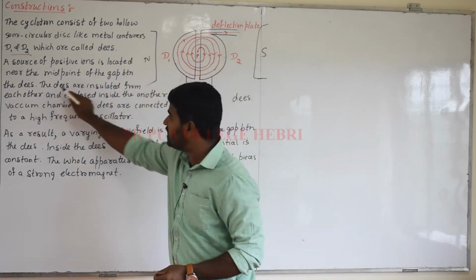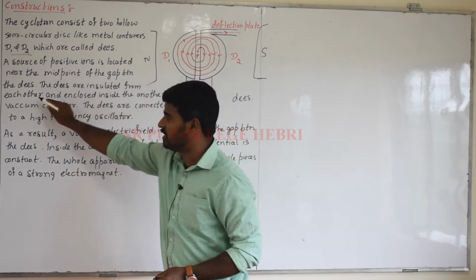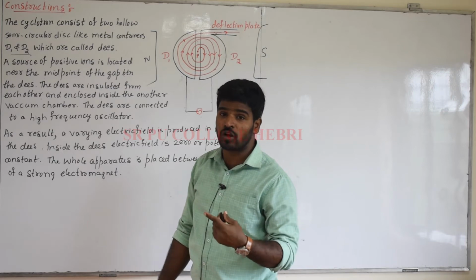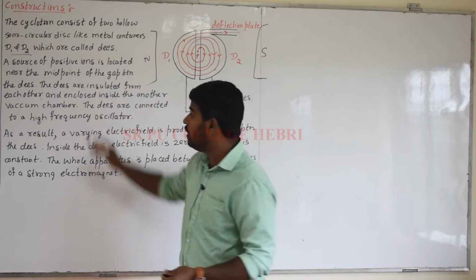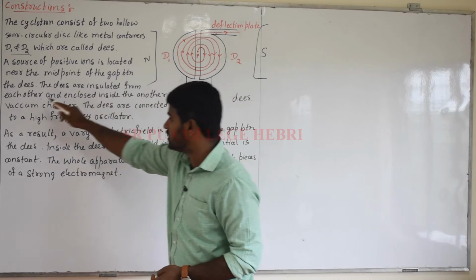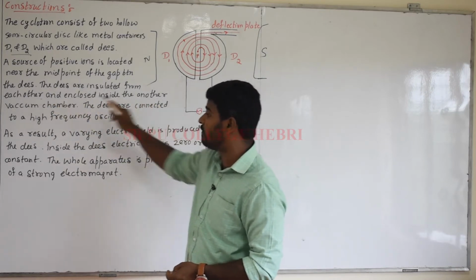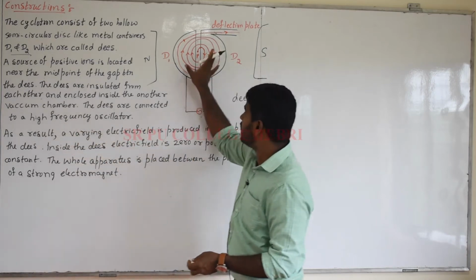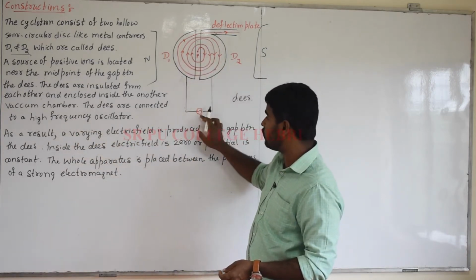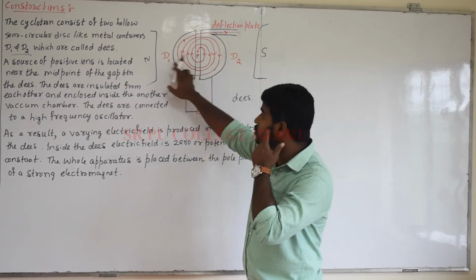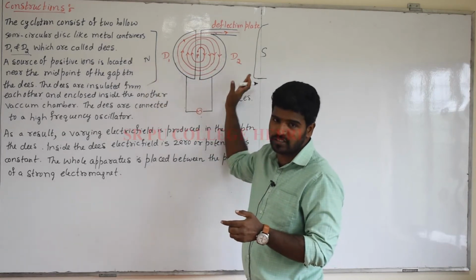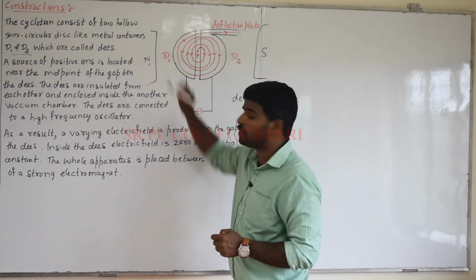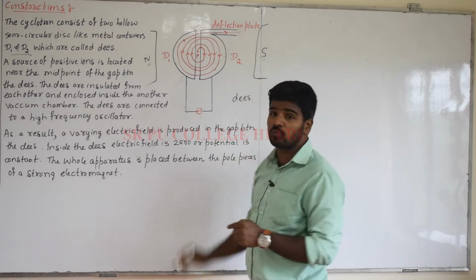Then the Ds are insulated from each other, since we are giving a strong varying electric field. Is it clear? Therefore, the Ds are insulated from each other and enclosed inside a vacuum chamber. The Ds are connected to a high frequency oscillator. And on either side of the Ds, strong electromagnets are placed, where N refers to the north pole and S refers to the south pole of the electromagnet.